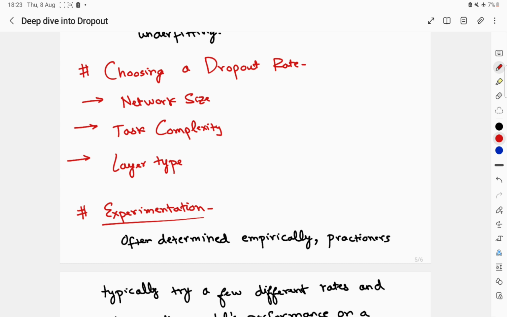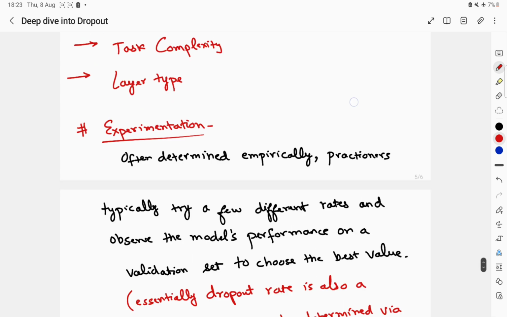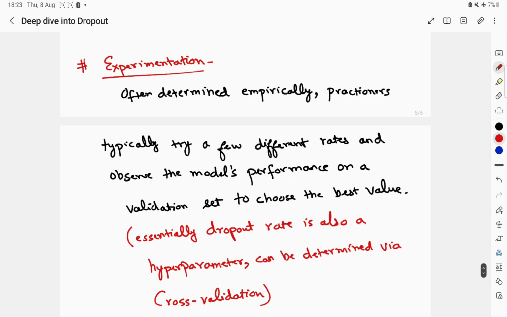Then the second one is task complexity. So for simpler tasks or smaller data sets, a lower dropout ratio might be sufficient. And the last one is the layer type. Like we mentioned, convolution layers typically use lower dropout rates, say for example between 0.2 to 0.3, whereas fully connected layers might use higher rates such as 0.5. And like I mentioned, you can also do experimentation, so you can often determine the dropout ratio empirically.